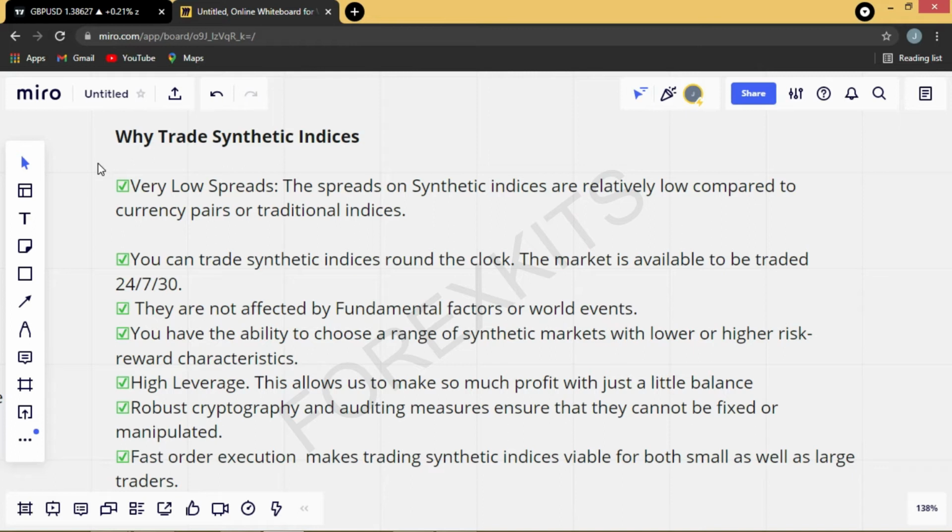And then you can trade synthetic indices around the clock. Whenever you feel like trading, whenever you find an opportunity, you can trade the synthetic indices market, because it's open 24/7, all through the week, all through the month. There is no day that it closes. As soon as the candle is closing for the day, another one is opening, even during the weekend.